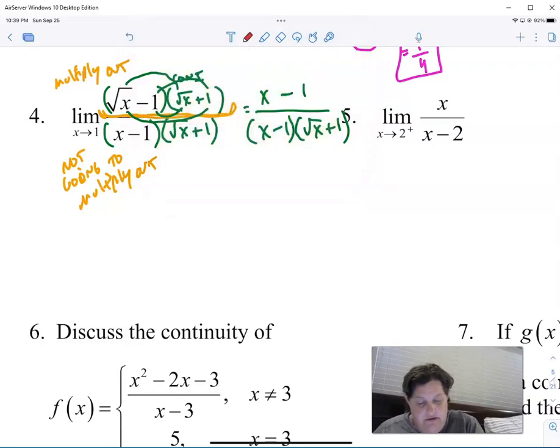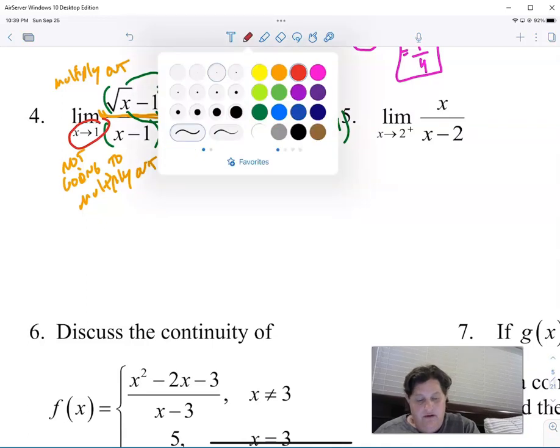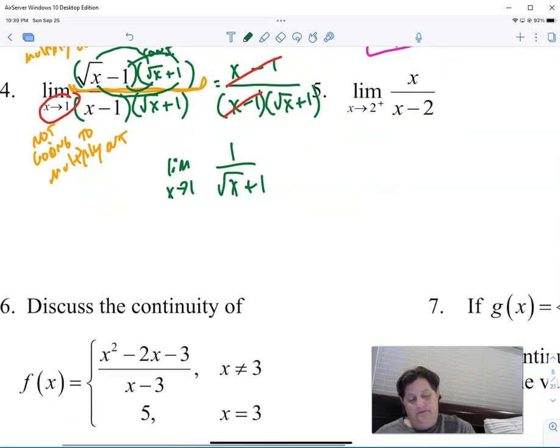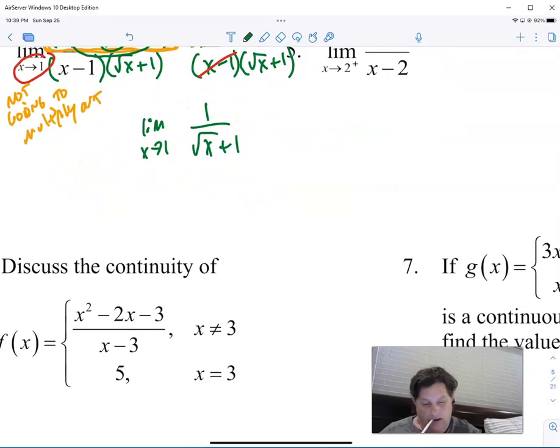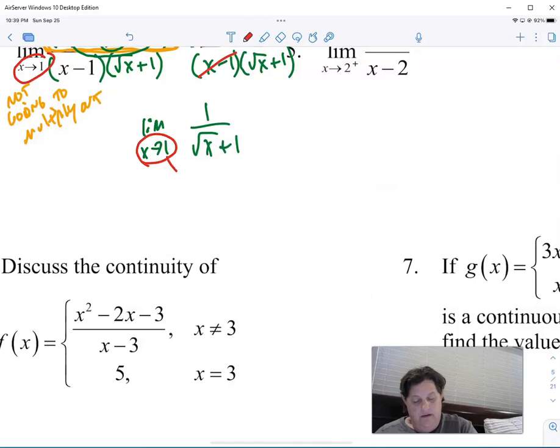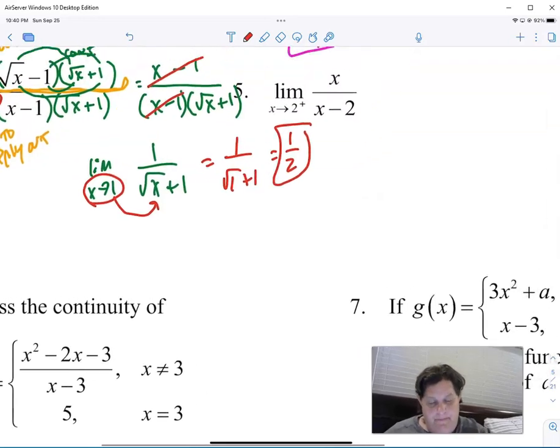But look, you guys, the zero over zero is gone, and as x approaches 1, that was my 0 over 0. So now I have the limit as x approaches 1 of 1 over the square root of x plus 1. If I plug in 1 now, I get 1/2. And that's the correct answer to that limit.